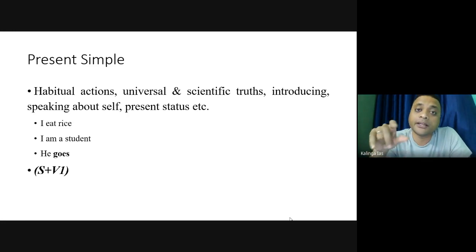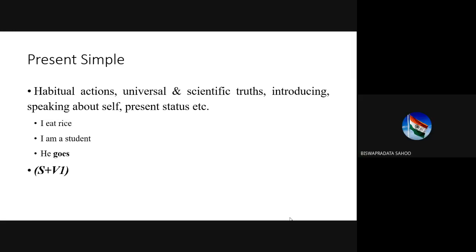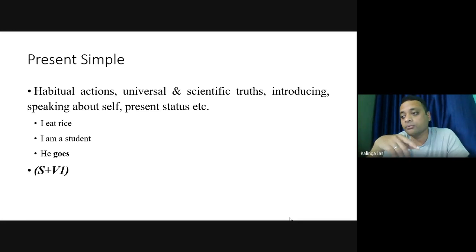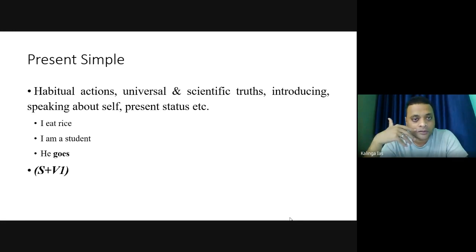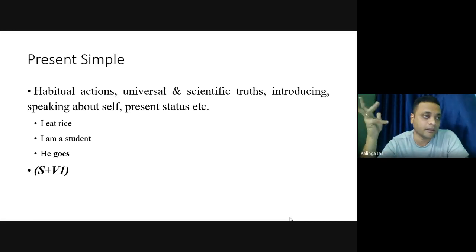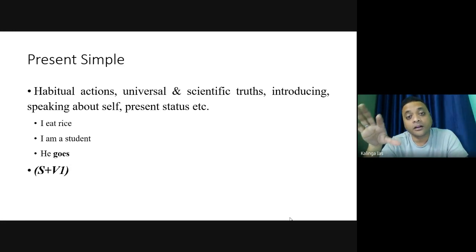You need to be specifically careful about third person singular number. What are the third person singular numbers? Can you tell me? He, she, it, any single name, any singular object. Any singular object means table, tree, house. Any singular name like John, Sita, Mary. These are like he, she, it. All these are third person singular number.